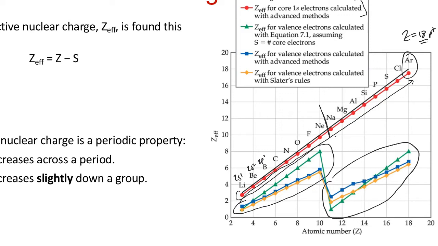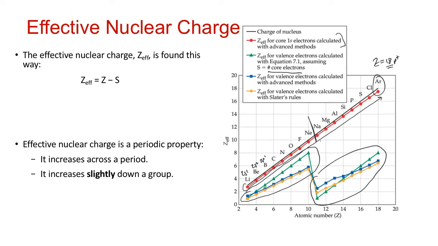Now, the blue and the yellow curve are being calculated using some advanced methods that aren't really worth talking about at this point of this video. And the green is actually being calculated just by assuming that the core electrons are the shields here. So if you consider your effective charge as your full nuclear charge minus S, one way of making an approximation is that the effective charge is just equal to Z minus the number of core electrons, because the core electrons are acting as the shields of that nuclear charge.